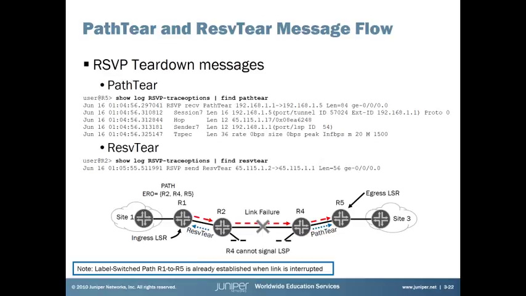And then there are these path tear messages which occur in the event of a link failure. So the path has been set up, everything's good, but then something happens, we have a link failure, and we get a path tear message. Or it could be that the path has been preempted by a higher priority path. And that would also result in a path tear message.